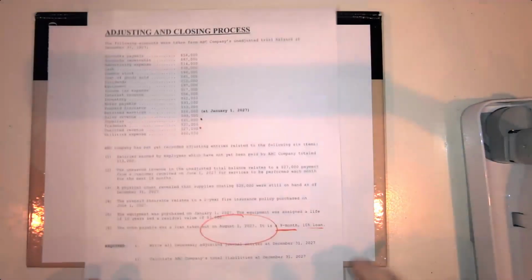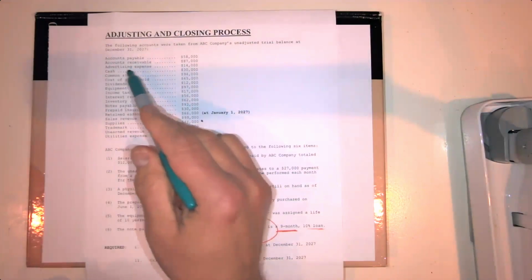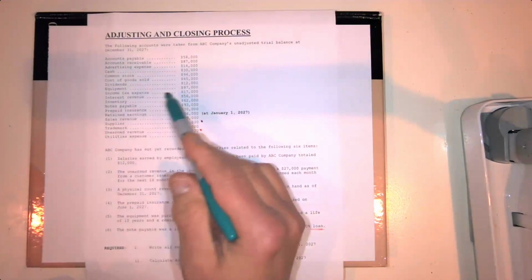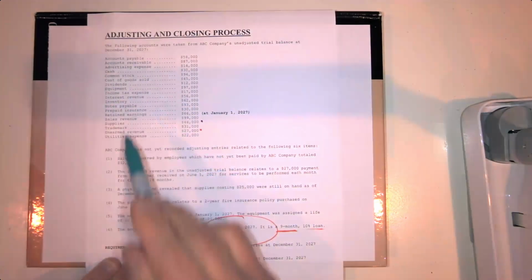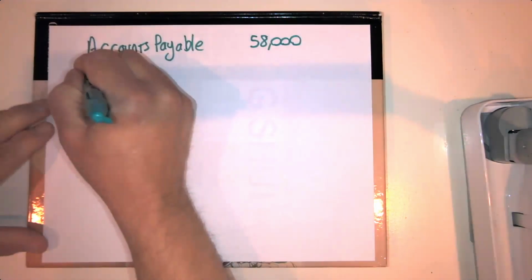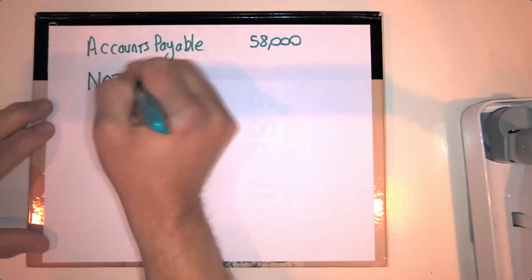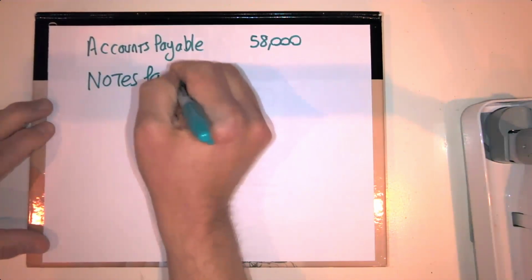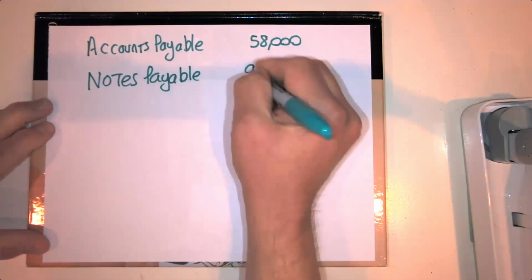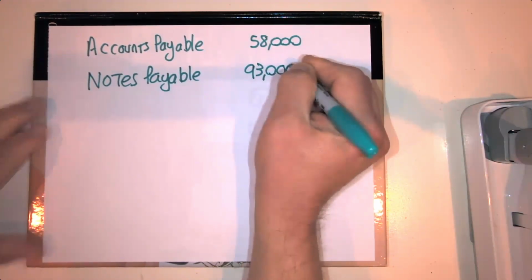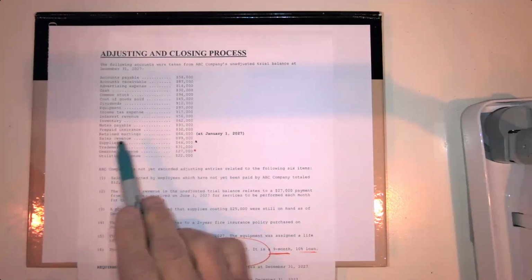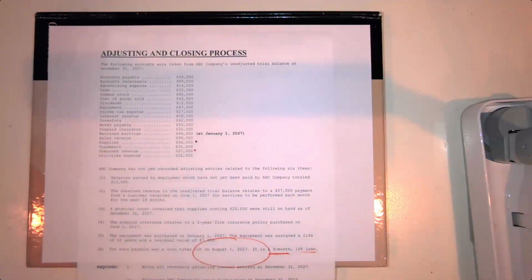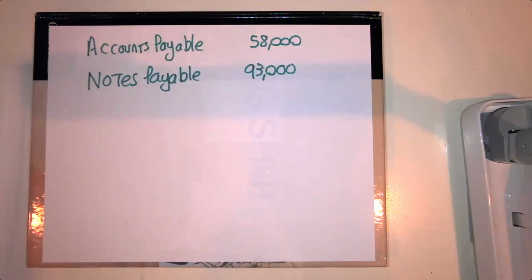Let's keep looking. And we look and look for things that say payable. Oh my goodness, right there. Notes payable, 93,000. So we got to include that as well. And we look and look. Oh my goodness, there aren't any more. Nothing else that says payable.